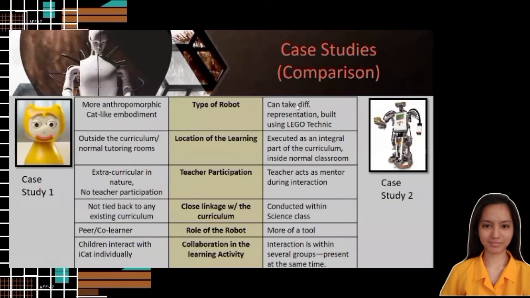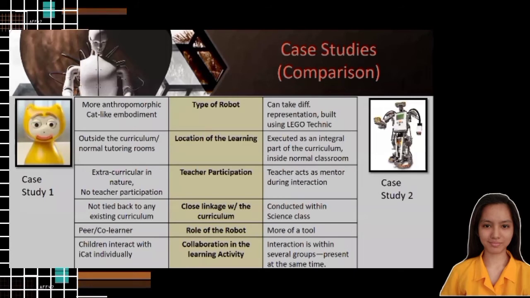Fourthly, as regards curriculum linkage, Case 1 is not tied back to any existing curriculum, unlike Case Study 2, which was conducted within science class. Second to the last, we have the role of the robot. Concerning the robot's participation, ICAT would participate as a co-learner to help the students in verbal articulations by discussing the choices which the children could take in the game. Meanwhile, Mindstorm serves more as a tool in the language learning process, as what the children would say would affect the robot's spatial state.